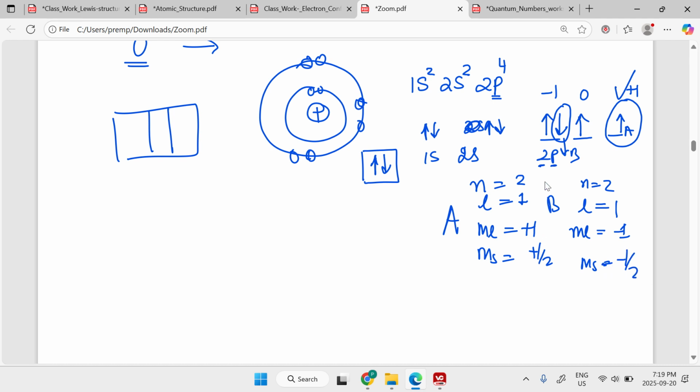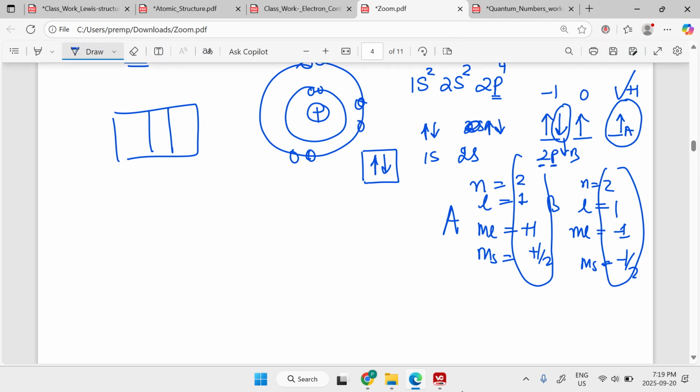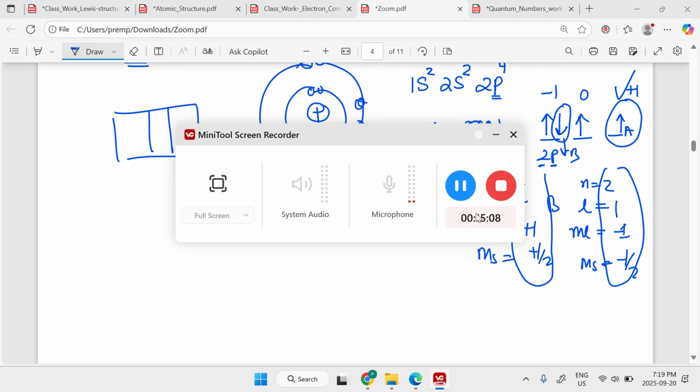Now you can see they cannot have the same values. They're different values. So you can pick any two electrons and they will have different quantum numbers. Okay, so I think that's all for this unit, how to figure out the quantum numbers and how to solve them. Thank you.